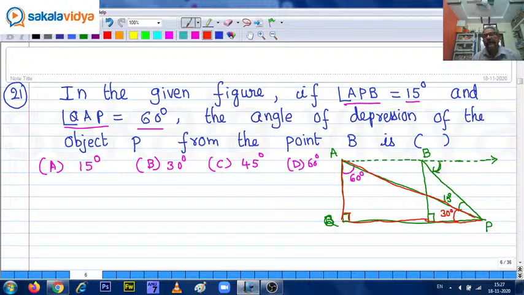Now these two lines are parallel. This angle is equal to the sum of these two angles. That means this angle is equal to 30 degrees plus 15 degrees. So 45. So by geometry we can say the answer is C. That's all. C option is the right option. Because these two are complementary, this is 30. 30 plus 15, because these two are parallel, alternate angles are equal. This angle is equal to this total angle. 30 plus 15, 45. So 45 is the angle of depression.